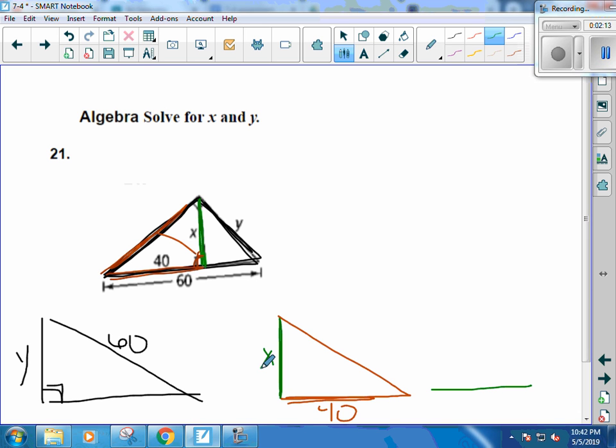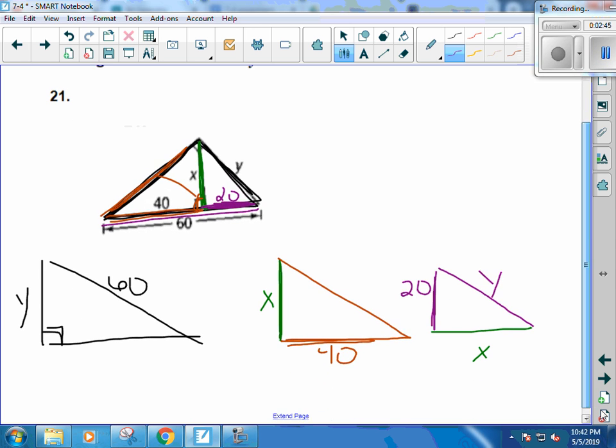So then going to my smallest triangle, that's the longest part of my smaller triangle, x. And then the short side, which is right here. So if the whole line is 60 and I've got 40, that makes this part 20. And the hypotenuse, which is y. Okay, all 3 triangles are similar.